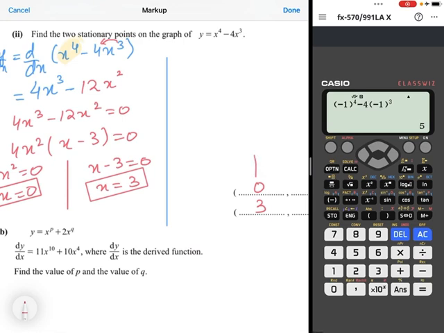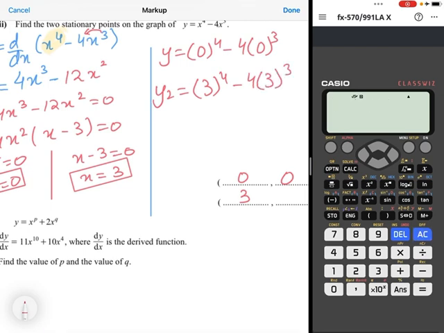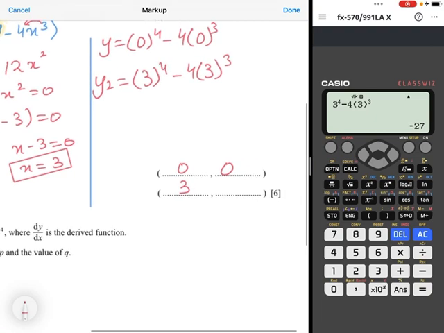Now to find y, we have to put the values of these x coordinates in the equation. That is the third step. So y equals 0 power 4 minus 4 into 0 cube. So the answer is 0. The other y value would be 3 power 4 minus 4 into 3 whole cube. Please do it with the help of a calculator. So 3 power 4 minus 4 bracket 3 bracket close whole cube. So the answer is -27. So these are the two turning points of this question.